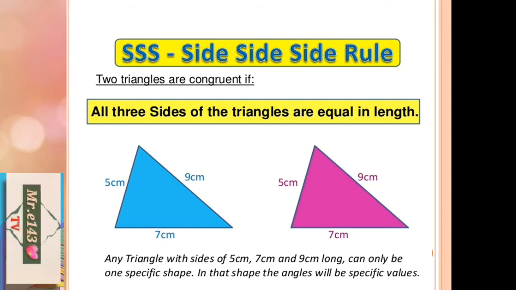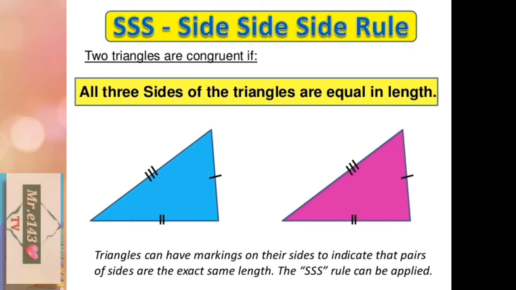Gaya pa rin ng kanina na example, we have 5 centimeters, 9 centimeters, and 7 centimeters. Any triangle with sides of 5 centimeters, 7 centimeters, and 9 centimeters long can only be one specific shape. So, in that shape, the angles will be specific values.